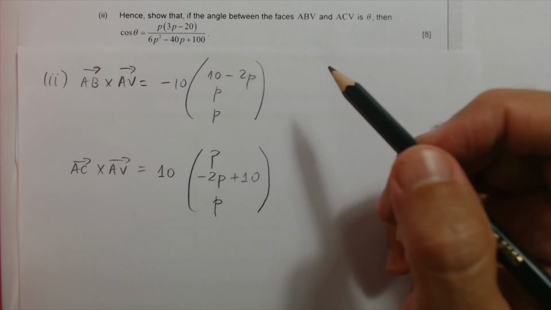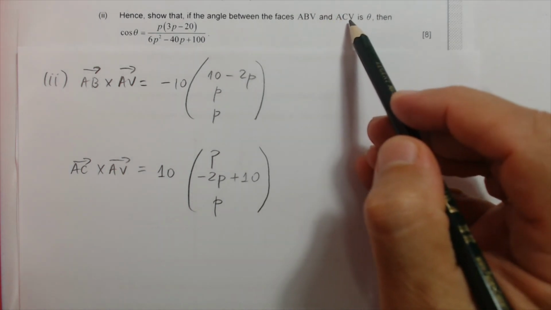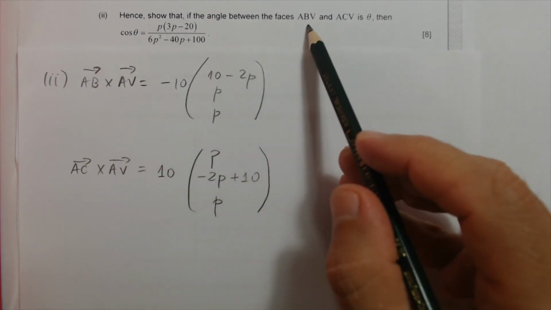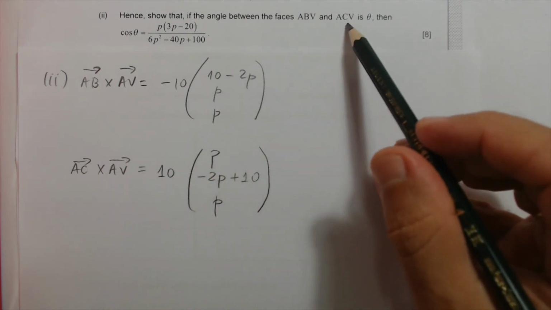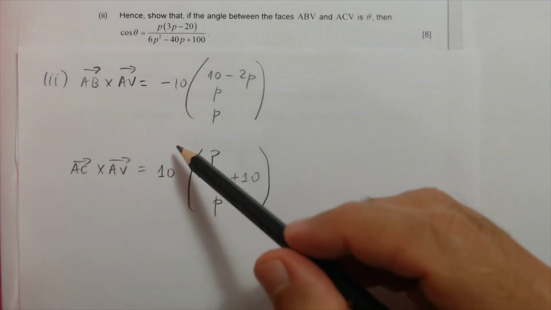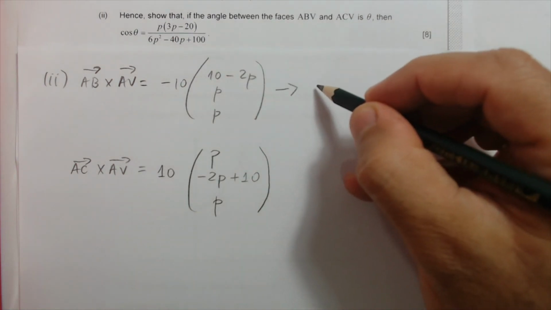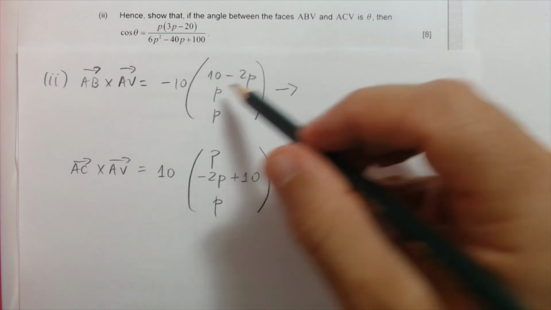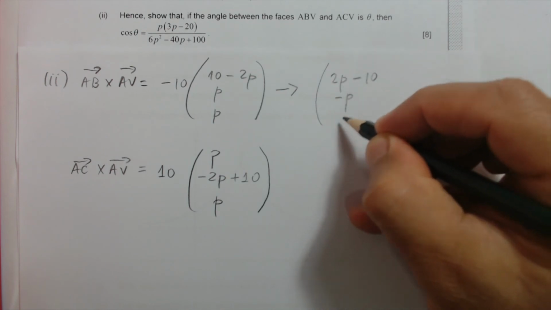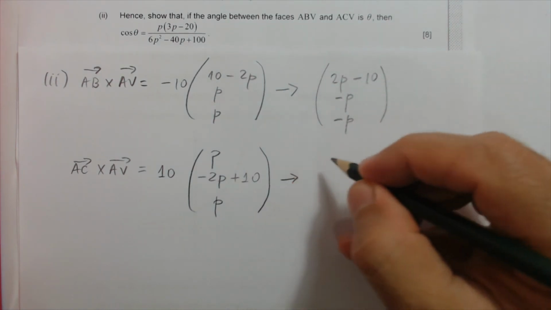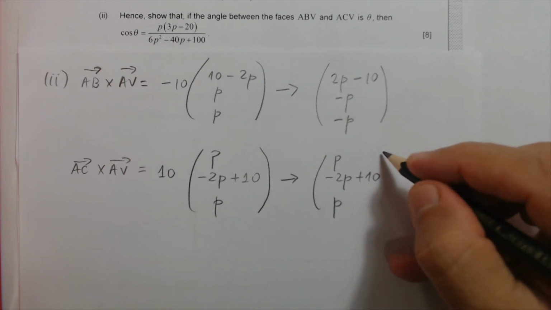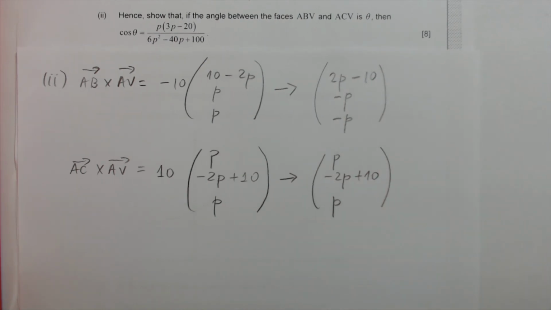To find the angle between the faces ABV, ACV, we note that this vector is a normal vector to the face ABV, and this is a normal vector to ACV. So we need to find the angle between these two vectors. No need to use distance, so we're using here the vector without the 10, but keeping the negative. It is 2P minus 10, minus P, minus P, and here P, minus 2P plus 10, P. I'm going to find the angle between these two vectors.